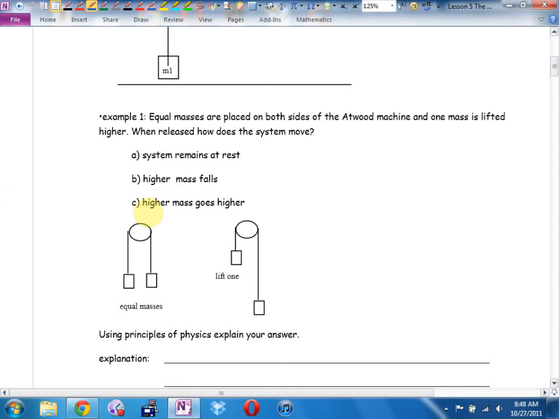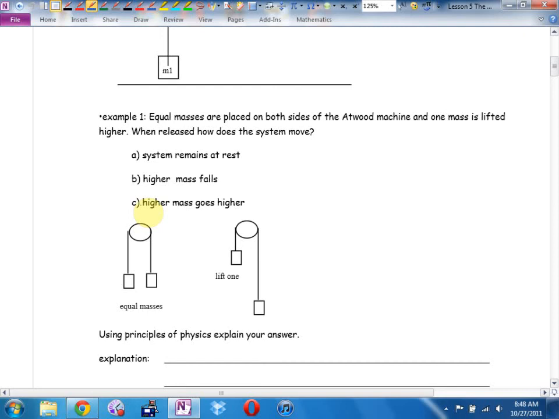Once again, we're going to vote. Once again, how high you hold your hand up is how sure you are of the answer. So I'd like you to imagine this is my Atwood machine right here, okay? Except this has a lot of friction. Let's imagine that pulley at the top is frictionless and massless in our magic physics world. If I raise this mass higher, and then I were to let it go when there was no friction, what would happen? Would the mass fall down? Would the mass go up? Or would the mass stay where it is? Those are our options.